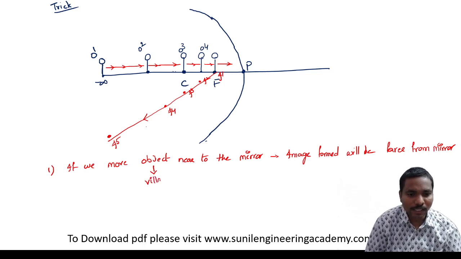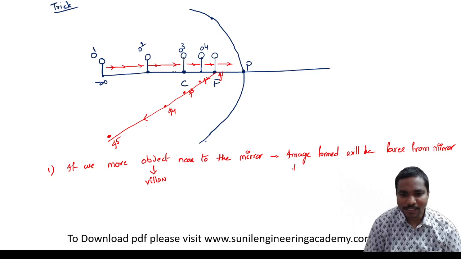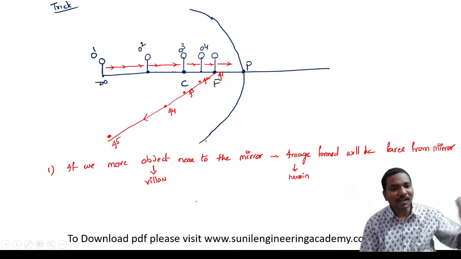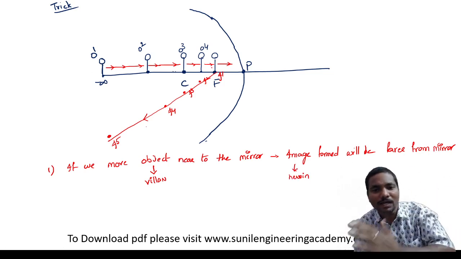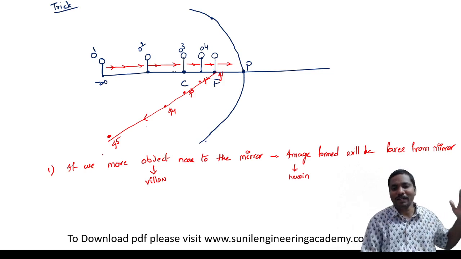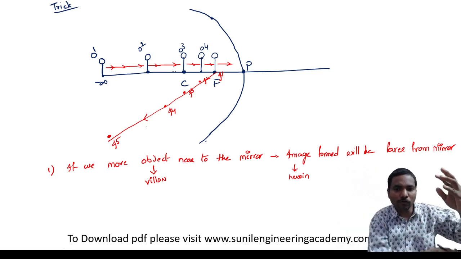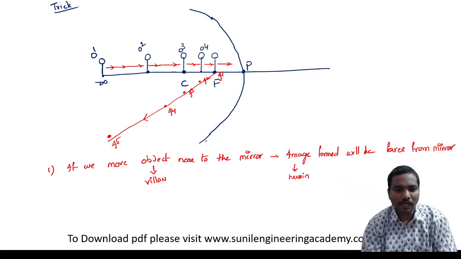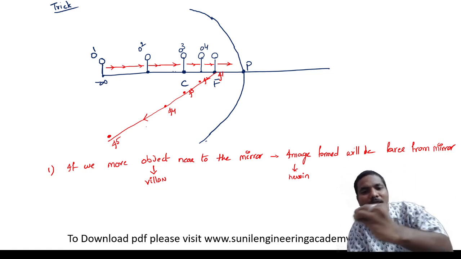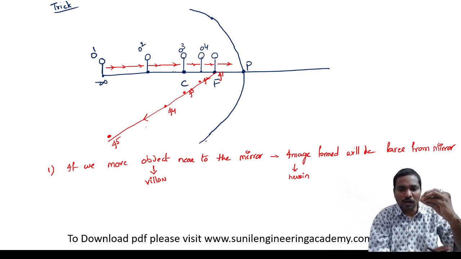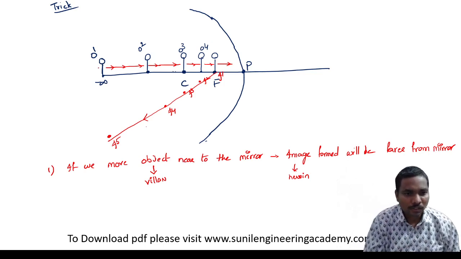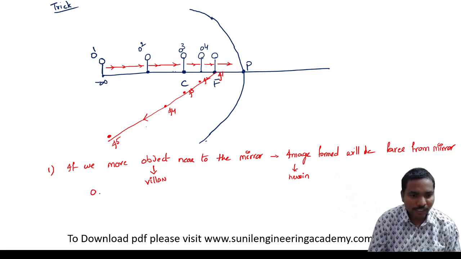Okay, this is the same like the object is like a villain. Image is like a heroine. So just imagine like this. If the villain comes near to the mirror, the heroine goes far. Correct? Villain is coming near, the heroine is going far. So if we move the object near to the mirror, the image formed will be farther from the mirror. So for example, if the object is at infinity, the image is at focus, very near to the mirror.